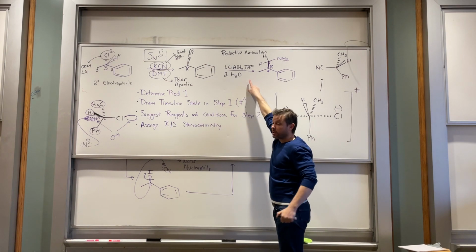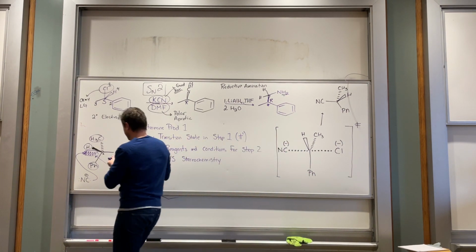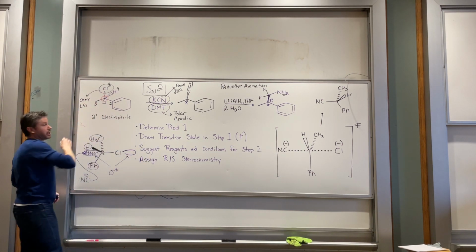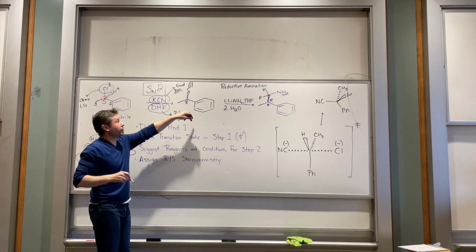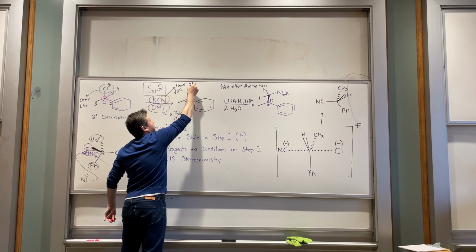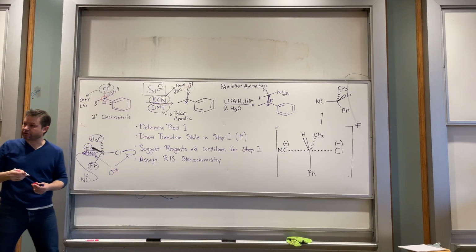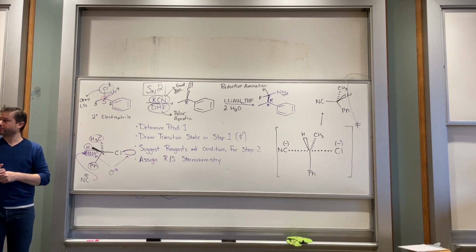Yeah, so whenever we're doing substitution, that substitution is occurring on the carbon with the stereo center. Whenever we're doing reduction, those hydrides are being added to this carbon, right? We're not doing anything to the carbon with the stereo center. Other questions?